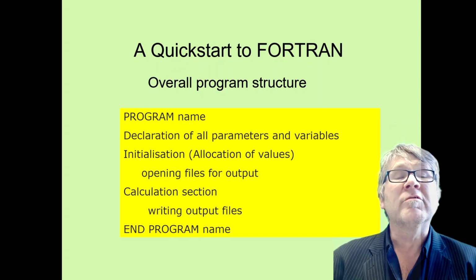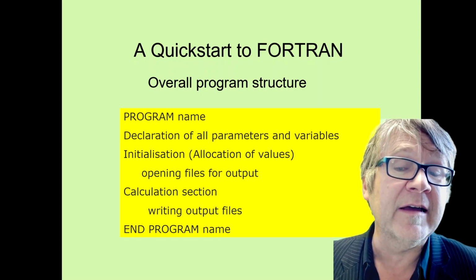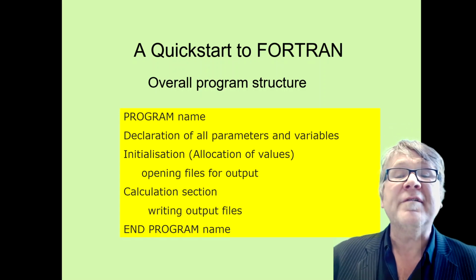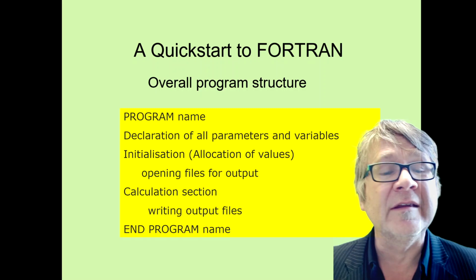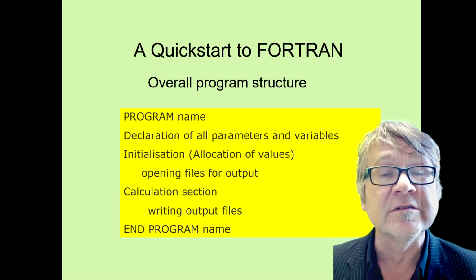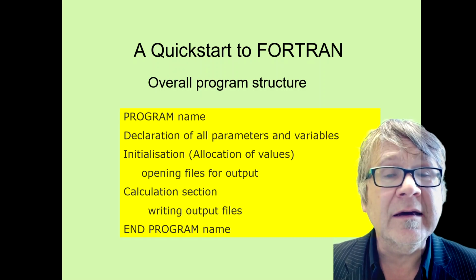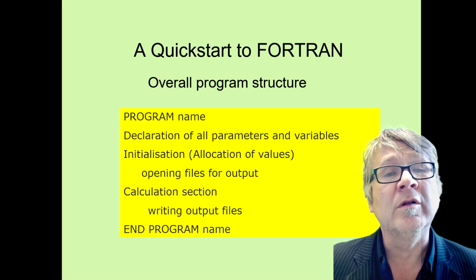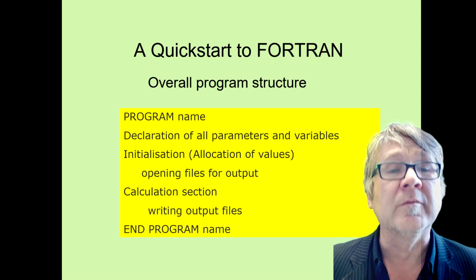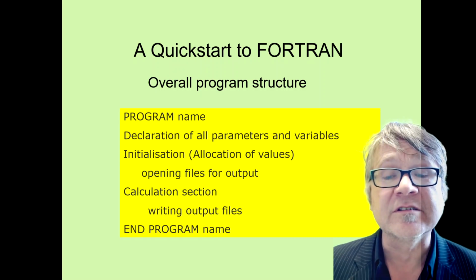So the overall program structure is written here. As I said before, the start is always program and you choose a name. And then you have to declare all parameters and variables, and I'll show that on the next slides. I'll give you an example. You have to say, I use a constant called G, which is always 9.81, which is the value of the acceleration due to gravity, for example.